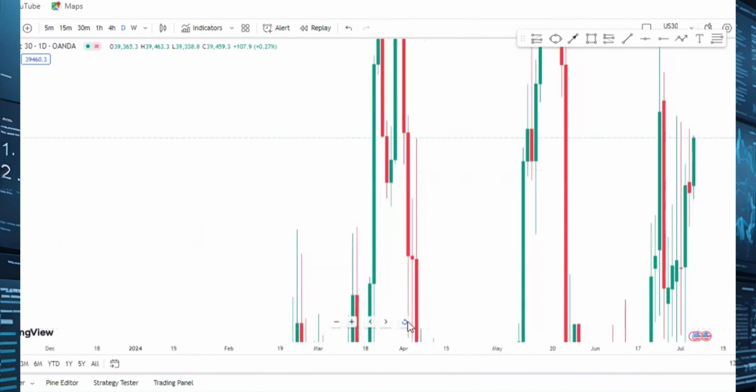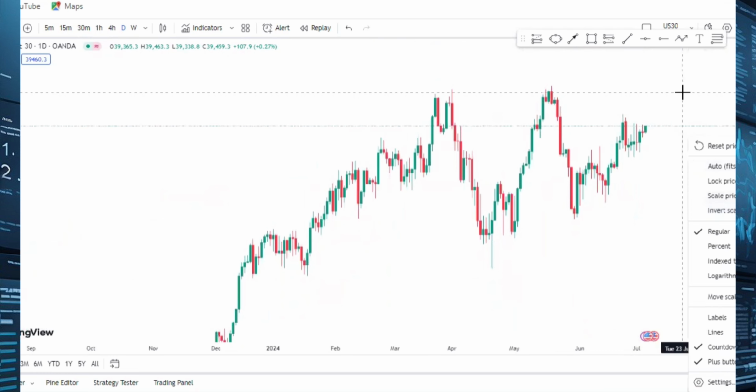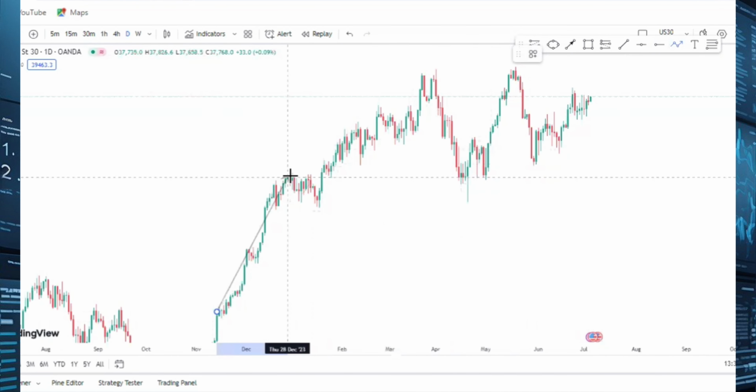So first of all, I like to start from the daily time frame to see what the market is doing. I'm a day trader, right? This is a daily chart on the US 30 market. So what do we have here?